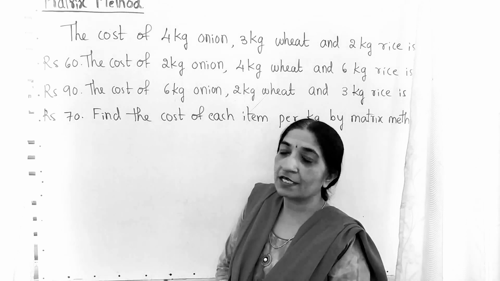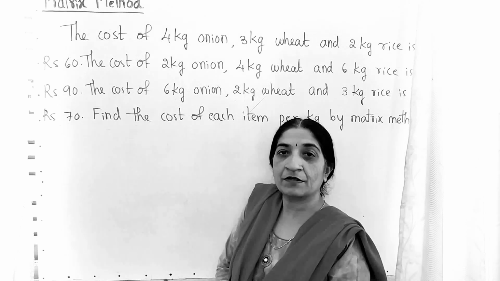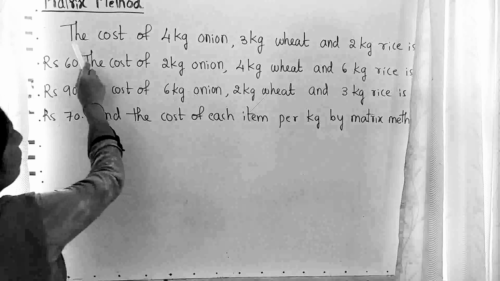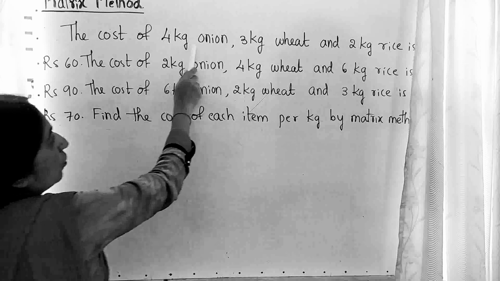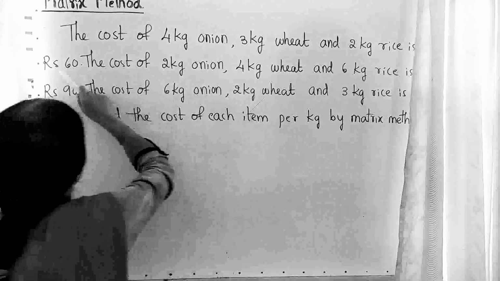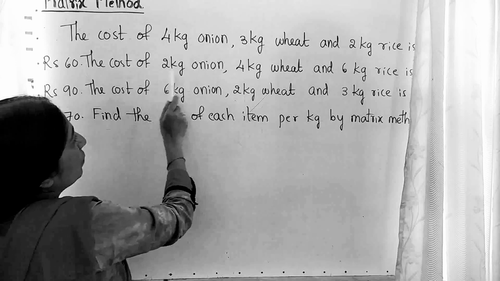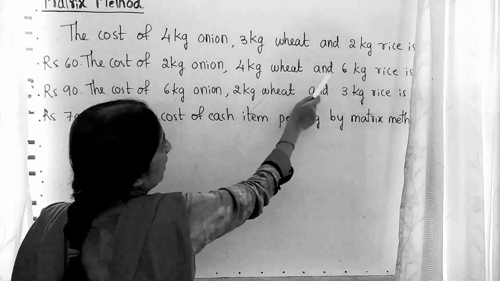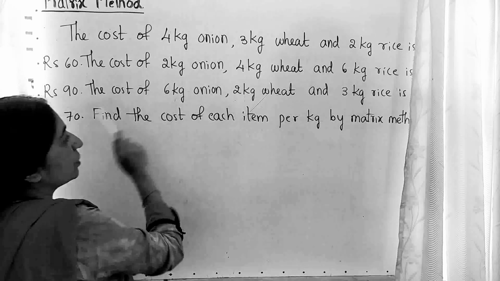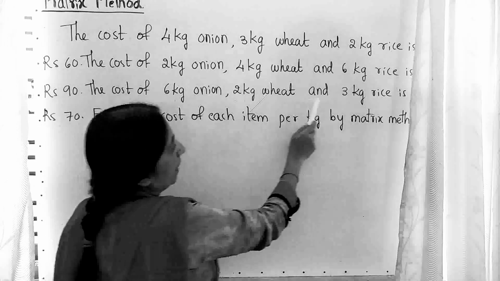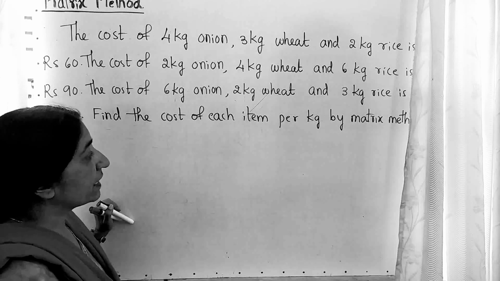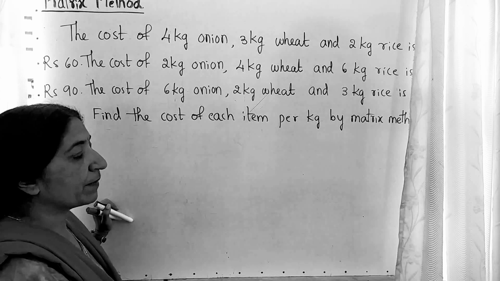So in today's class, I will give some more examples on the matrix method. See here, I wrote the question on the board. The cost of 4 kg onion, 3 kg wheat and 2 kg rice is rupees 60. The cost of 2 kg onion, 4 kg wheat and 6 kg rice is rupees 90. The cost of 6 kg onion, 2 kg wheat and 3 kg rice is rupees 70. Find the cost of each item per kg by matrix method.